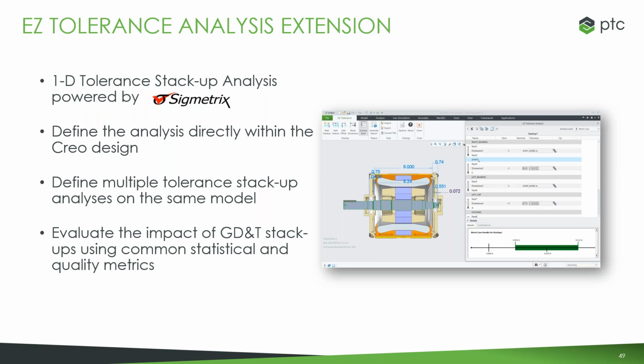And around that, lastly, we can define multiple stack-up analyses per model. We can evaluate many of the different impacts from these studies to look at things like statistical results, defects, worst case scenarios, RSS, and even which annotations have the highest contribution. So it allows you to go through and see, okay, maybe I need to tighten up a tolerance in a particular area, depending on what type of manufacturing processes they use.